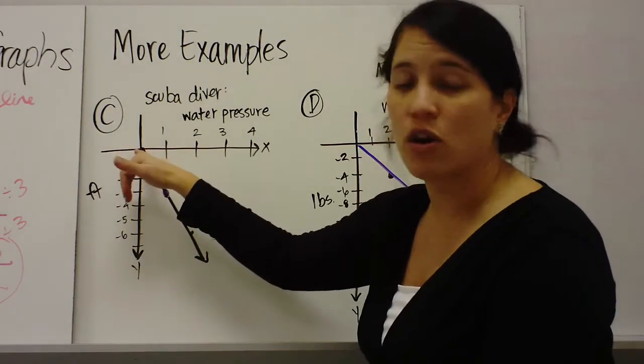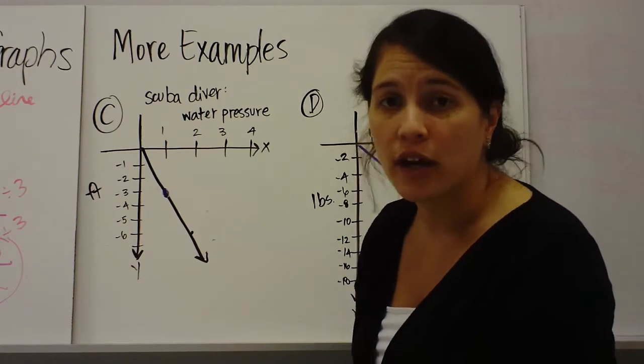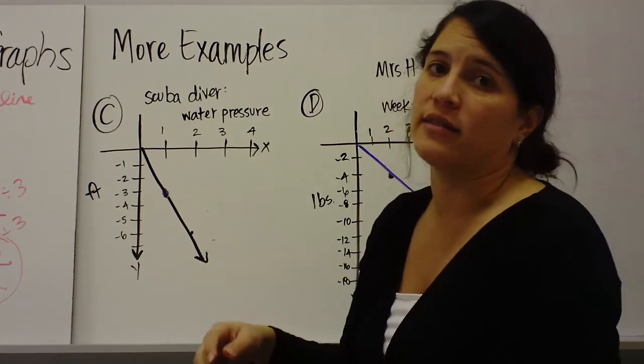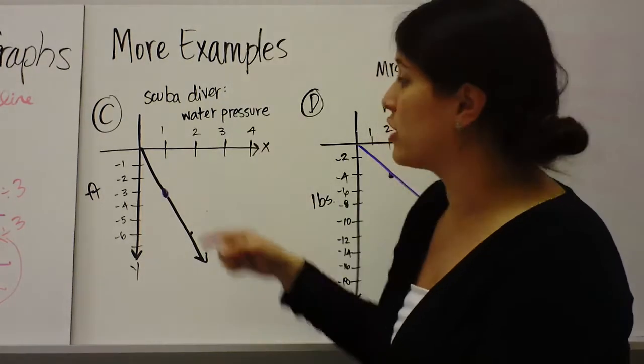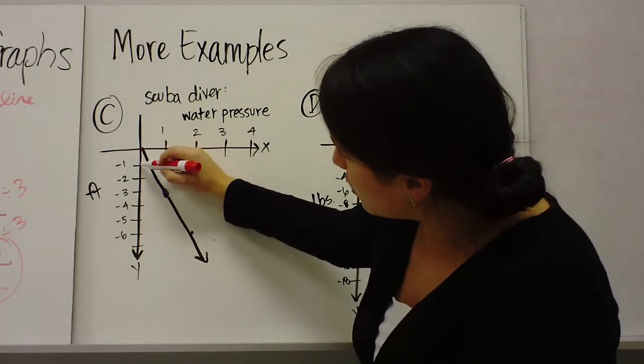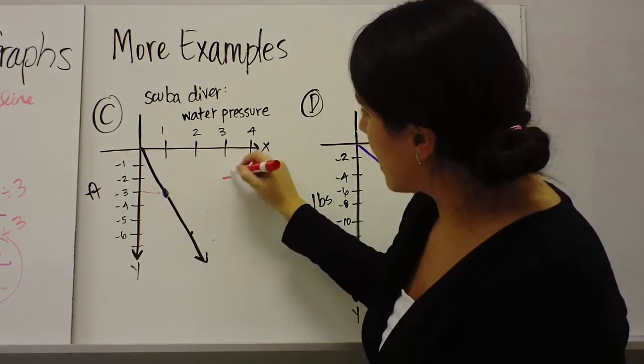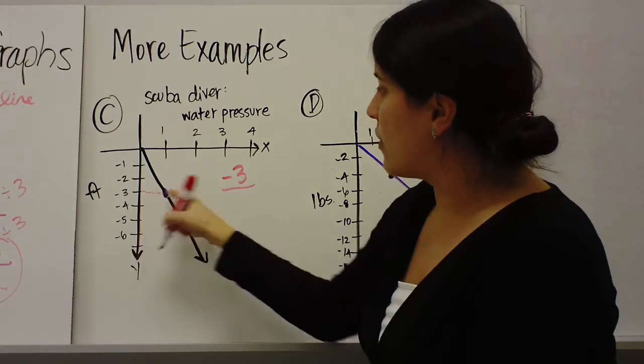So our graph goes through the origin, and it's a straight line. So we want to find the slope, which is still rise over run. Now rise might sound like you go up, but we're going to go down. So let's see this point. To get to this point, I went down 1, 2, 3. So it's -3. And I went over 1.